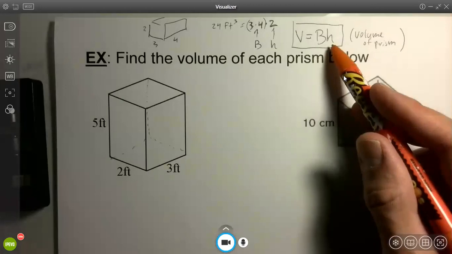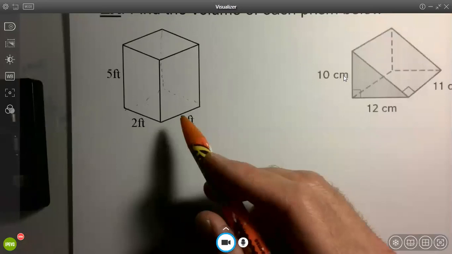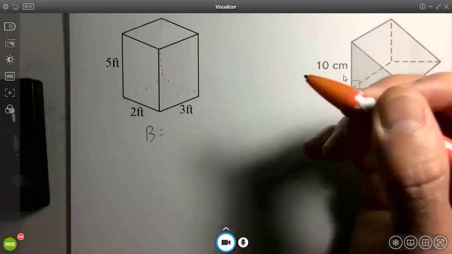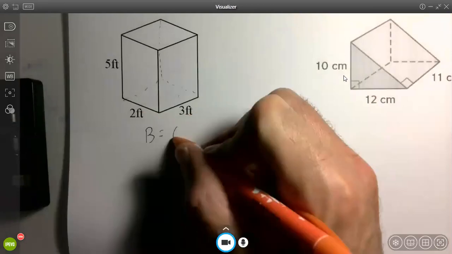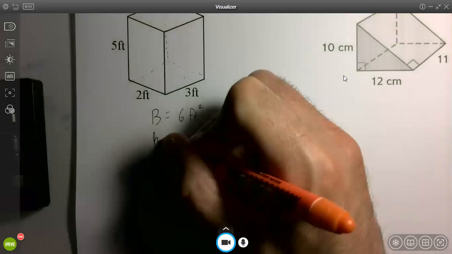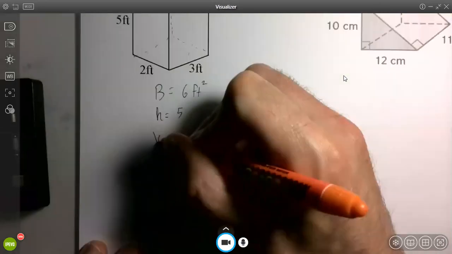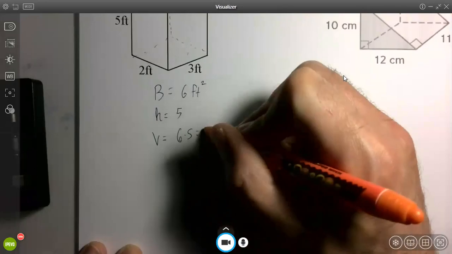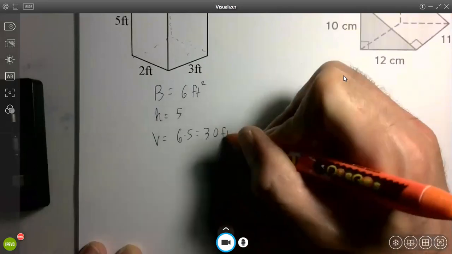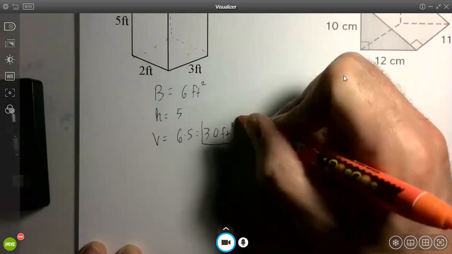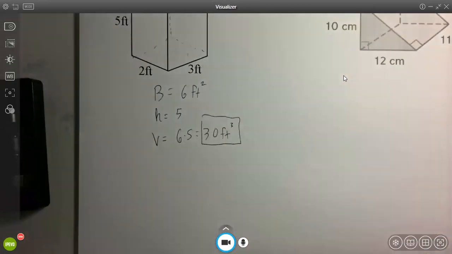So over here, let's think about that. Our base is this rectangle. So the area of our base is going to be 2 times 3, that's 6 square feet. The height is 5, and so volume is going to be 6 times 5, 30, and then this measurement needs to be cubic. It cannot be squared because we're not counting squares anymore. We're counting how many cubes are going to fit into this thing.